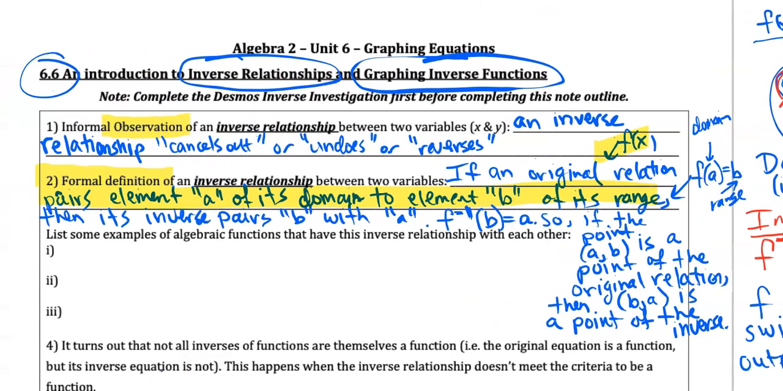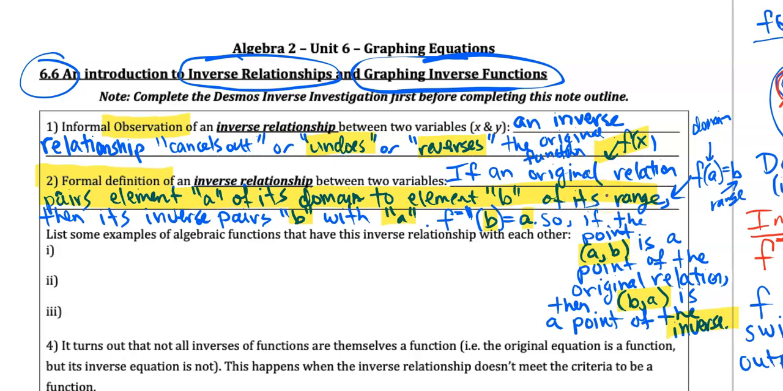Well, then the inverse relationship will just take B and pair it with A. It'll reverse the input and output. It'll reverse the domain and range. It'll reverse the order of the ordered pairs. So if (A, B) is a point on the original function, (B, A) would be a point on the inverse of f of x. So again, informally, the inverse function just undoes or reverses the original function. And formally, we say it switches domain element and range element.